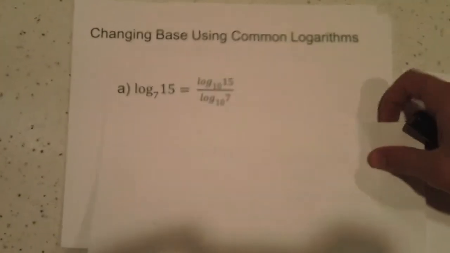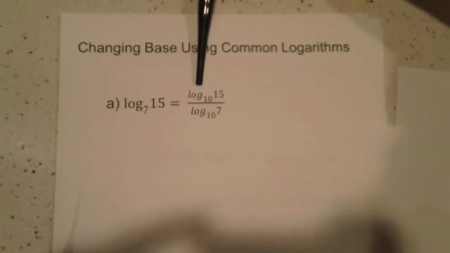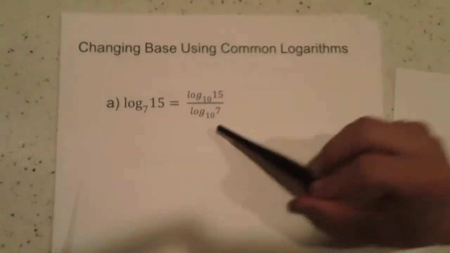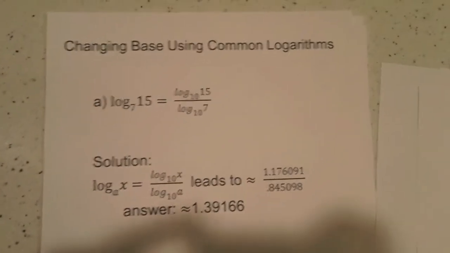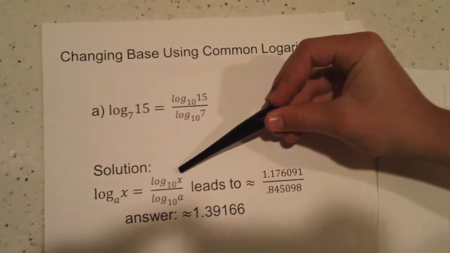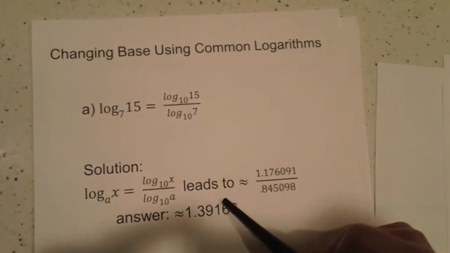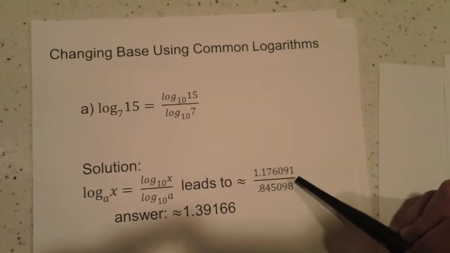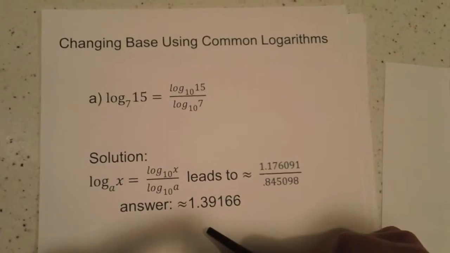Changing base using common logarithms. A. Log subscript 7 of 15 equals log subscript 10 of 15 over log subscript 10 of 7. The solution of this, log subscript a of x equals log subscript 10 of x divided by log subscript 10 of a, leads to about 1.76091 over 0.85098. The answer is about 1.39166.